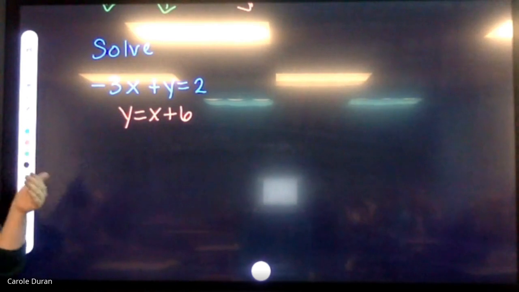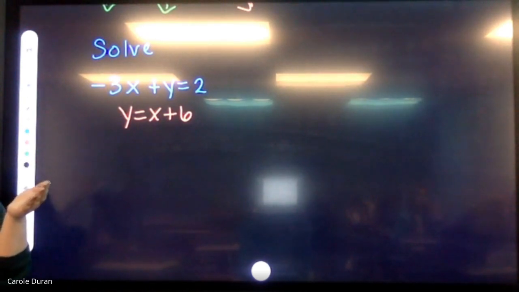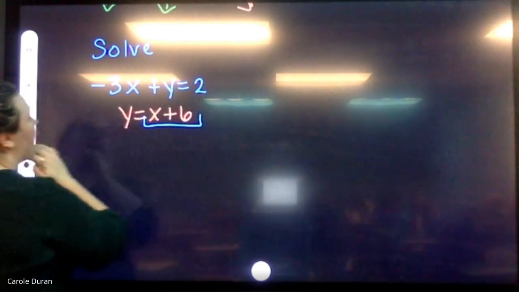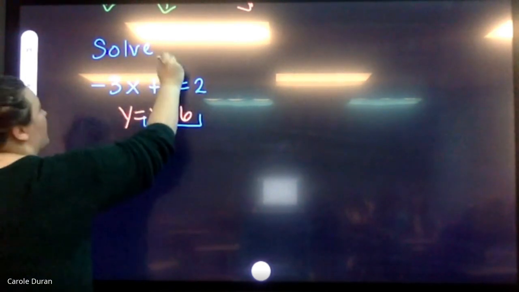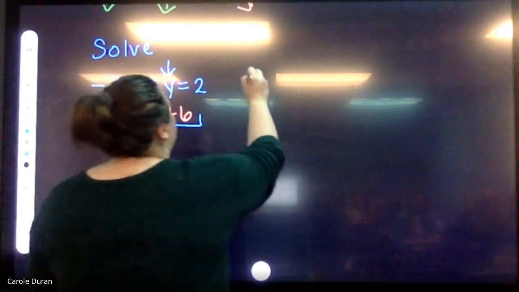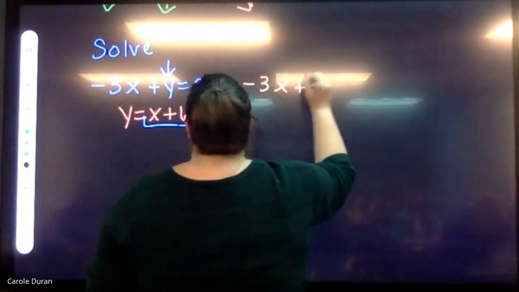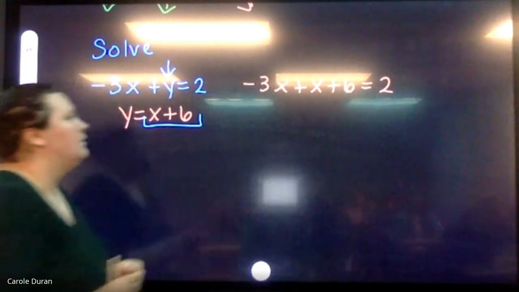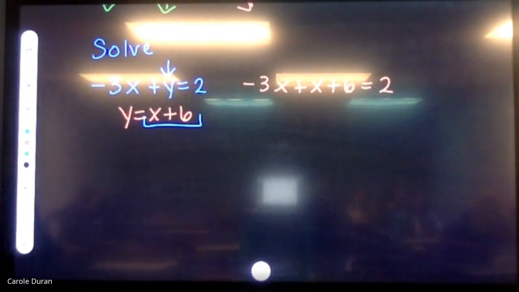Which one do you think we're going to use here? Y equals x plus 6 and plug it into y. So we're using substitution here because I'm going to take this x plus 6 and substitute it in where the y is in that first equation. So when I do that, I'm left with negative 3x plus x plus 6 equals 2. I want everyone to look at that for a second and make sure you understand where all of that came from and how it got put together.